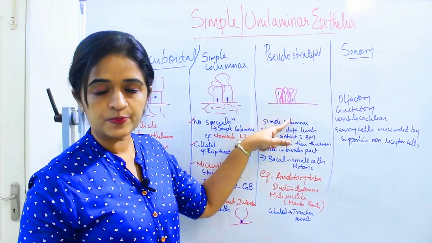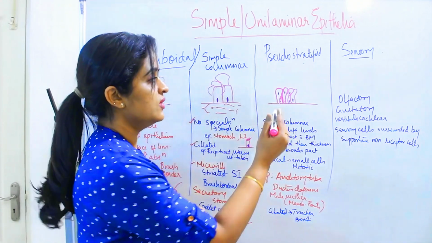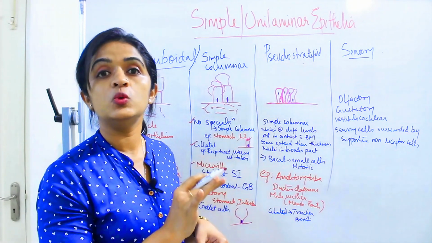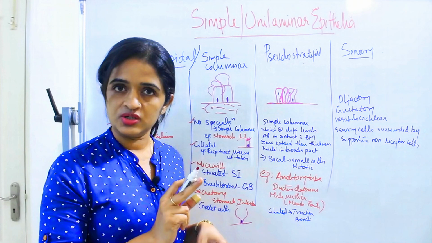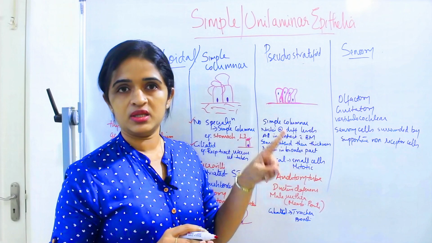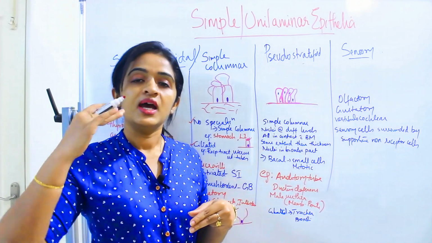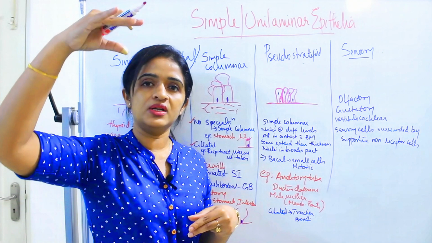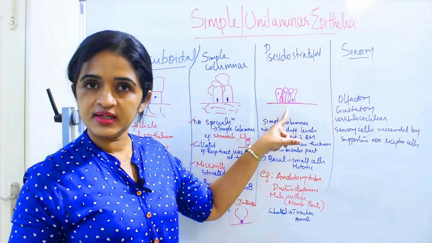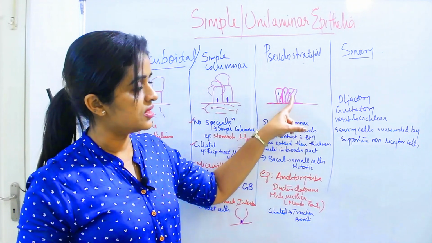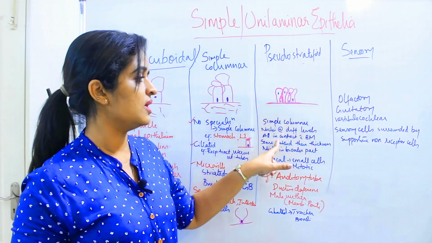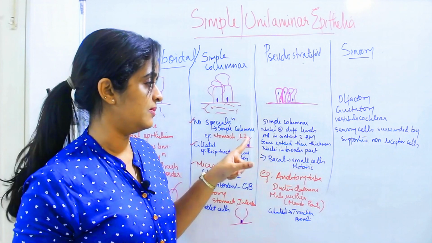So the nuclei are seen at different levels, and the main important point which you should remember is that all the cells, though of different height, rest on or touch the basement membrane. That is the reason why it is known as unilaminar, because one of the main features of unilaminar epithelium is that all the cells should touch the basement membrane, whereas in multilaminar, as you move upwards, the superficial cells won't be able to touch the basement membrane. So in pseudostratified, why are you calling it unilaminar? The reason is, though the cells are of different height, though the nuclei lie at different levels, all the cells are in contact with the same basement membrane.